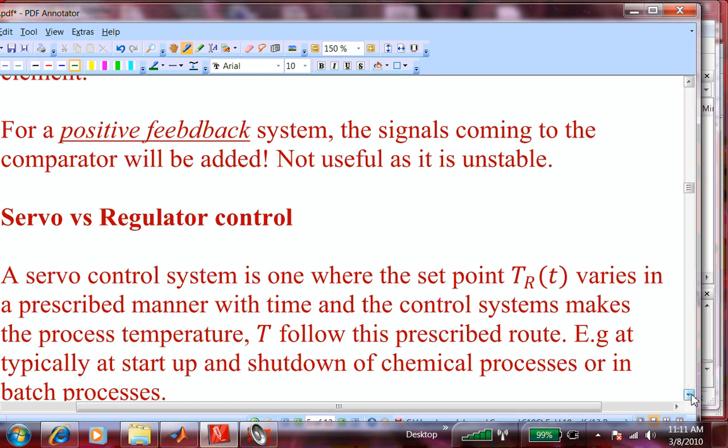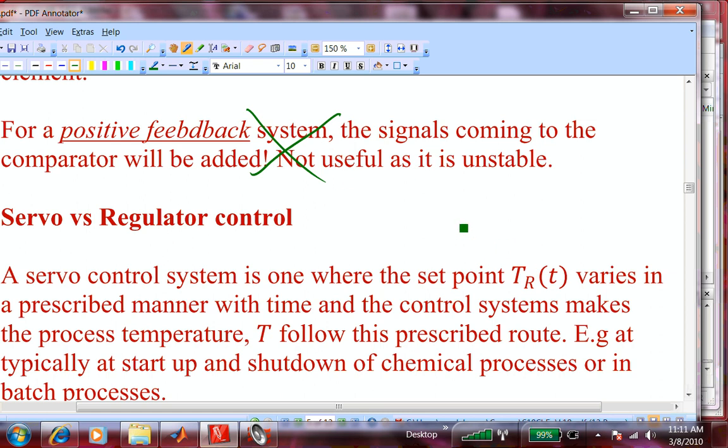Now, there is something called a positive feedback system, which would be one where you don't take the difference between the two signals, but you add them up. But you never use that because it often is an unstable system, meaning when you analyze that system, you'll have the eigenvalues going to the right-hand side. So in principle it exists, but we rarely use positive feedback. So what we have is a negative feedback. That is, we take the measured value and take the difference between the measured value and the set point.